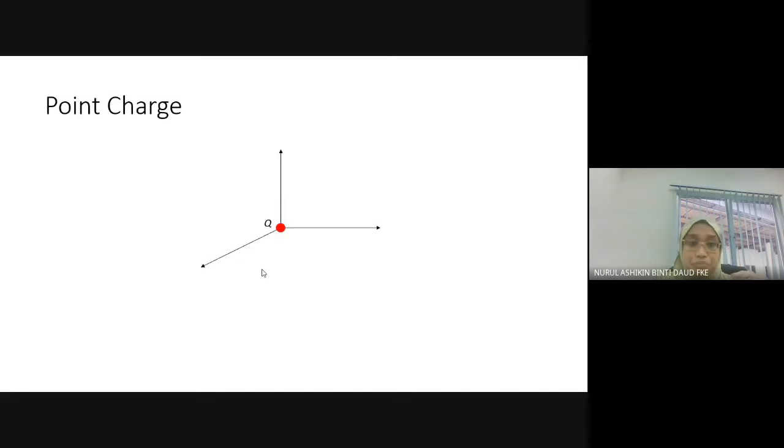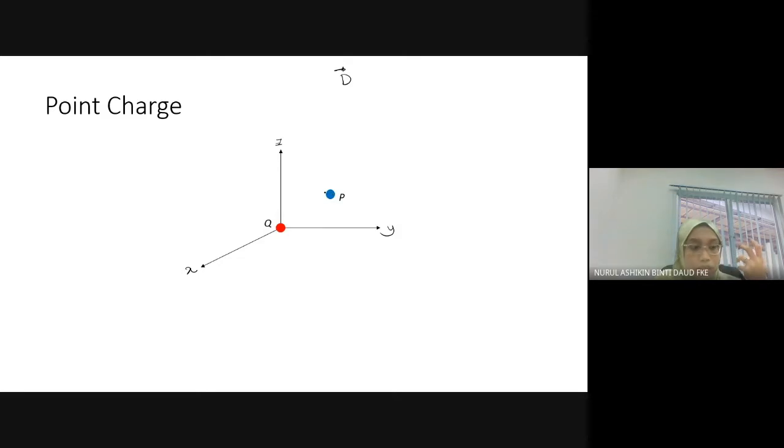All right, let's look at the first charge, which is the point charge. Let's say that we have three axes here: this is the x-axis, this is the y-axis, and this is the z-axis. There is a point charge located at the origin of these three axes, marked as Q. You need to determine D, the electric flux density, at point P.